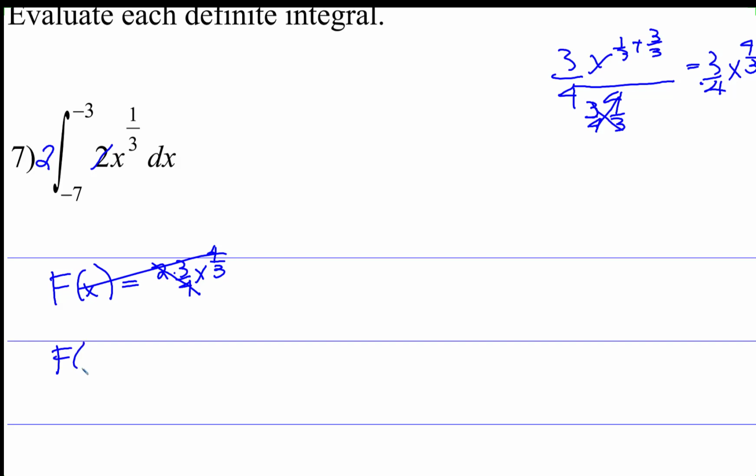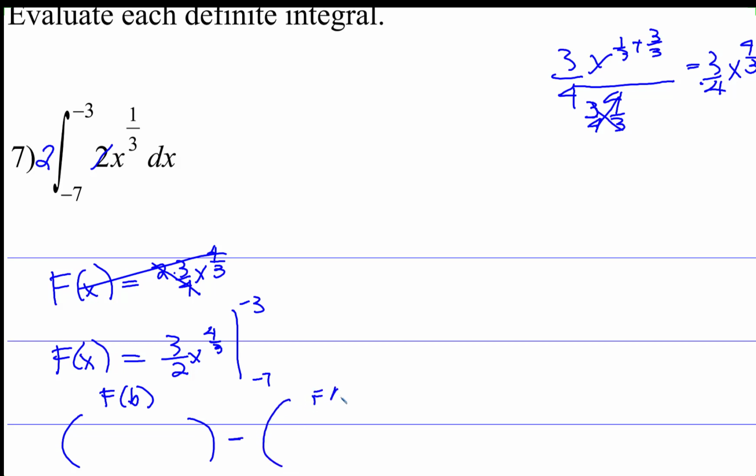So f of x is equal to 3 halves x to the 4/3 from negative 7 to negative 3. So we have to do f of b subtract f of a.